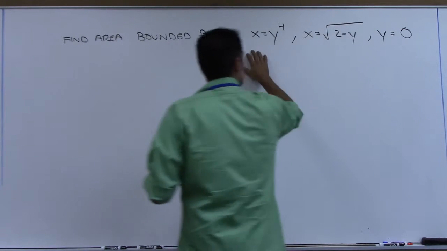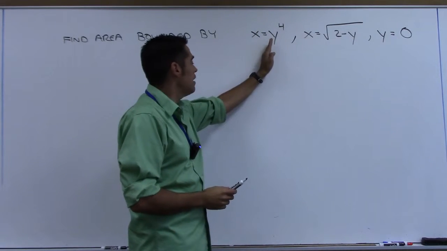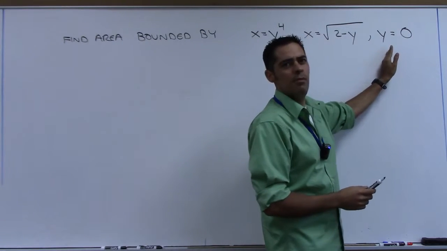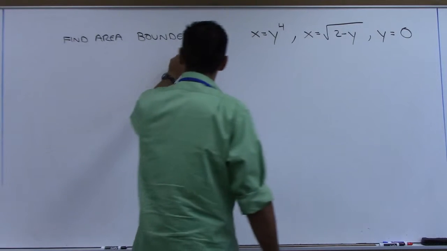So are we all comfortable that these are all functions of y? X is determined if you know what y is. Y goes in, x comes out. Here, not so much. But that's just a line, isn't it? Okay, so let's try graphing all of these.